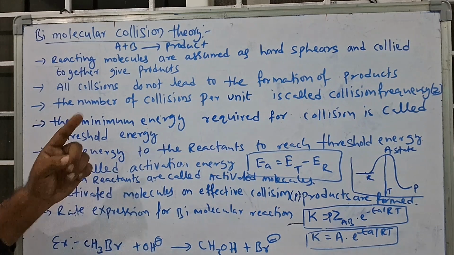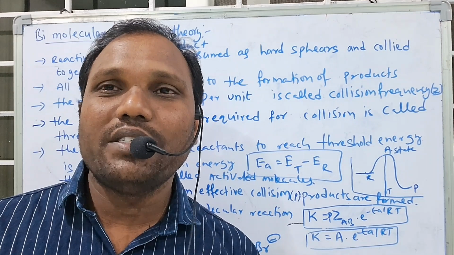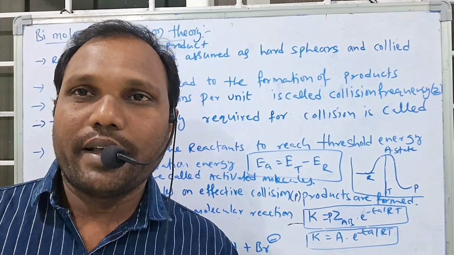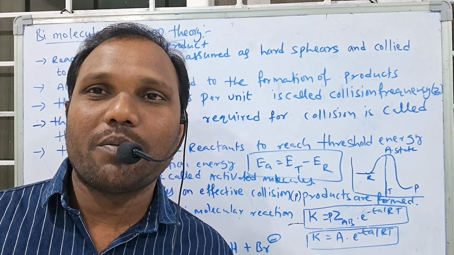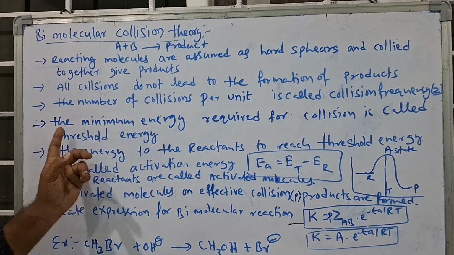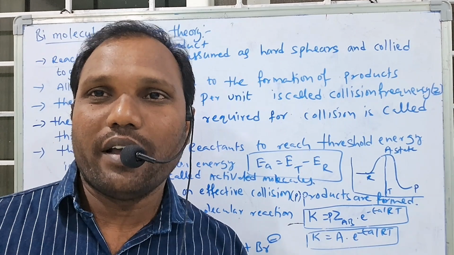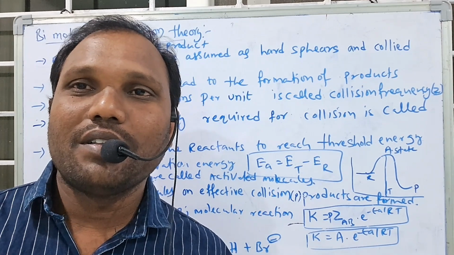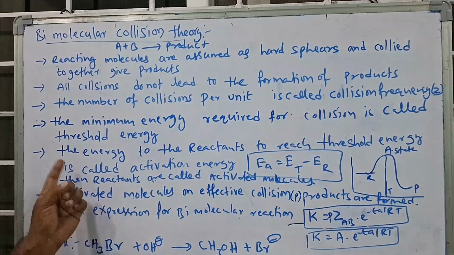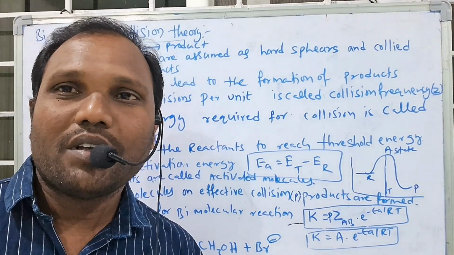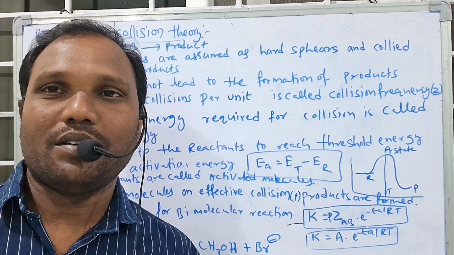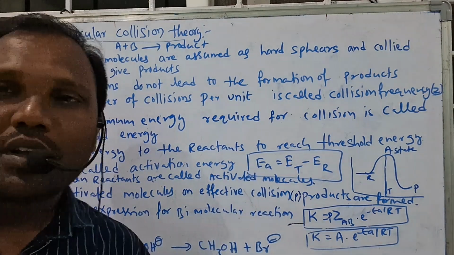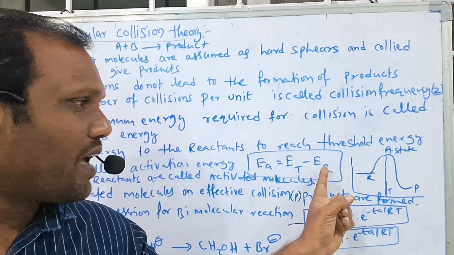Here, the number of collisions per unit of time is called collision frequency, denoted by capital Z. Unit means second or minute. Next, the minimum energy required for the collision is called threshold energy. Some energy is needed for the collision to occur. Next, the energy the reactants need to reach the threshold energy is called activation energy. Activation energy equals threshold energy minus the normal energy of the reactants.